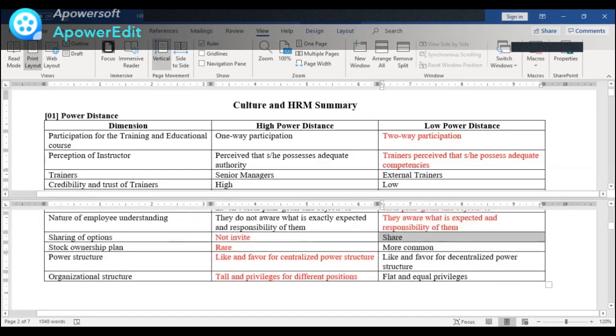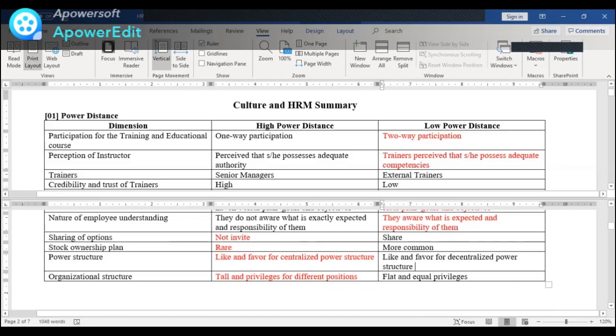Then stock ownership plan. It is very rare in high power distance culture. However, it is more common in low power distance culture. Power structure: like and favor for centralized power structure in high power distance culture, and like and favor for decentralized power structure in low power distance culture.